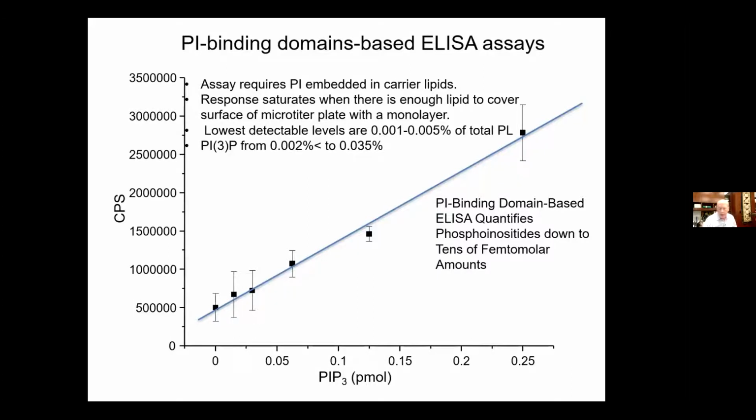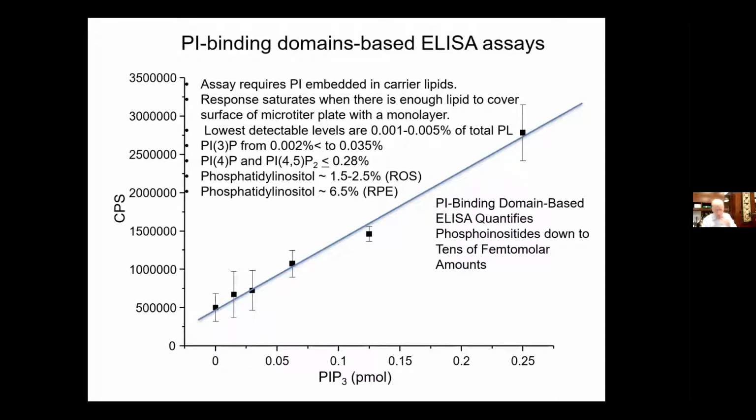And to give you an idea of what we're trying to measure in terms of the cells, PI3P is present at levels that range from less than 0.002% to somewhat higher. And PI4P is about 10 times or more higher than that, as is PIP2. These are the most abundant two phosphorylated forms of phosphoinositides. And phosphoinositol itself is at relatively low levels in rod outer segments as compared to other cells. It's about 1.5 to 2.5%, whereas in most cells, it's more in the range of 3 to 10%. So for example, in RPE cells, it's about 6.5%.